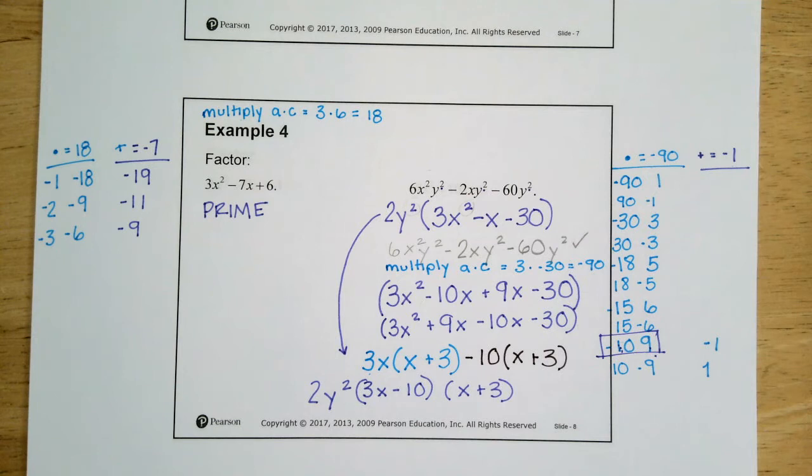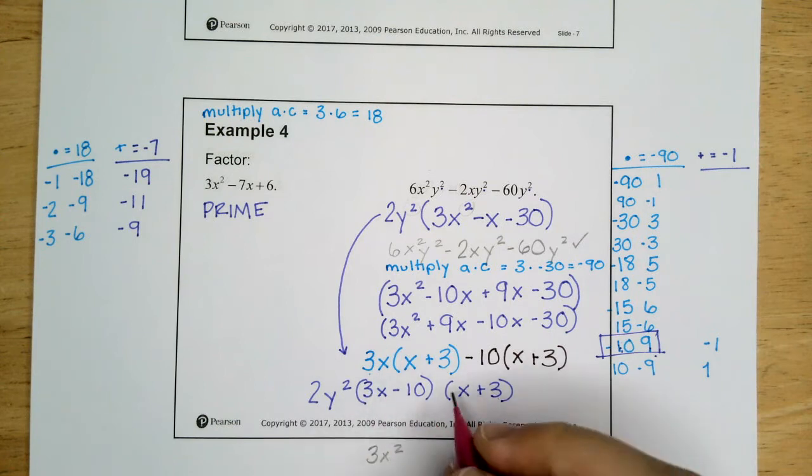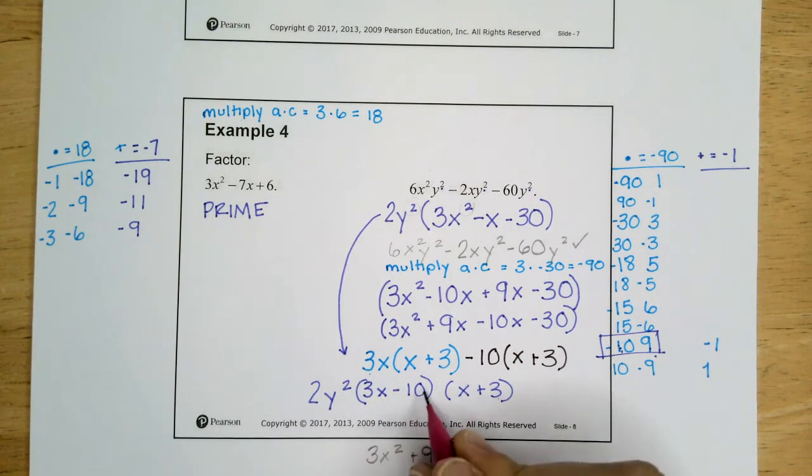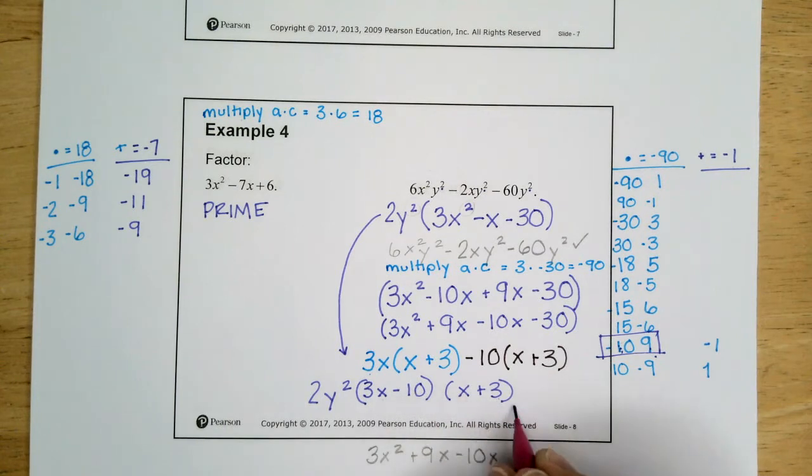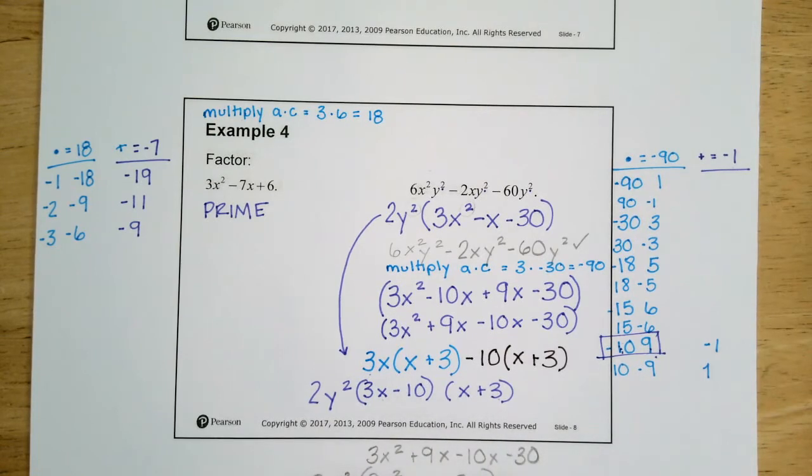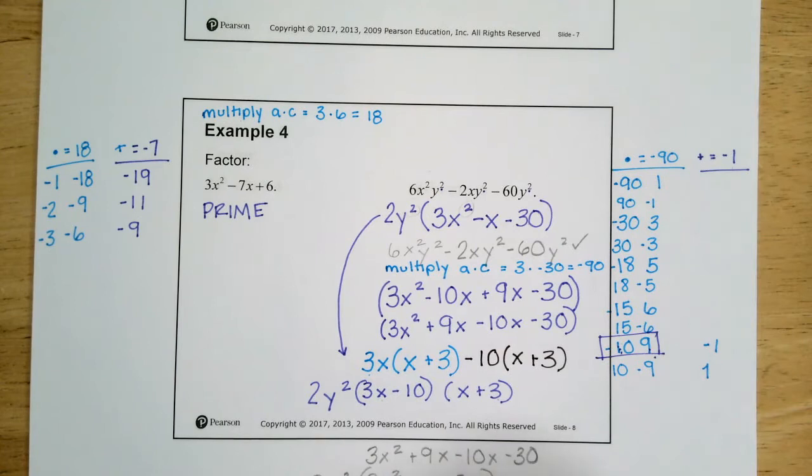Let's check our work. 3x minus 10 times x plus 3. So that'll be 3x squared as my first. Outside would be plus 9x. Inside would be minus 10x. Last would be minus 30. That changes to 3x squared minus x minus 30. And then multiply all of that by 2y squared. 2 times 3 is 6. 6x squared y squared minus 2xy squared minus 60y squared.